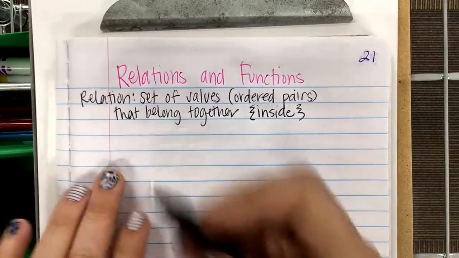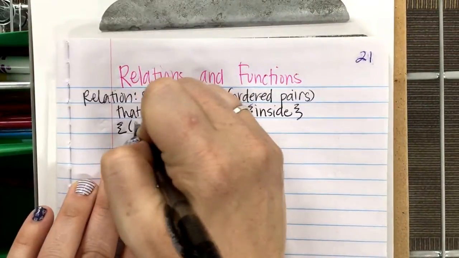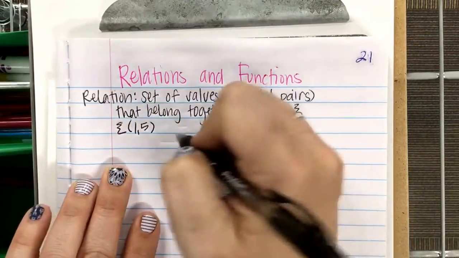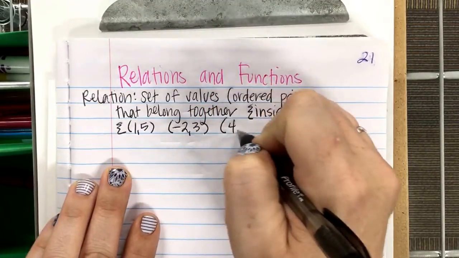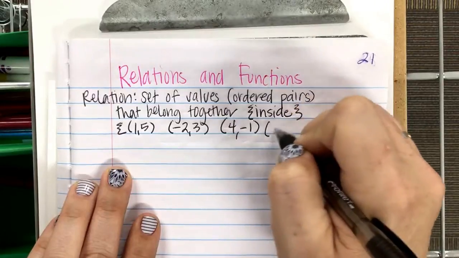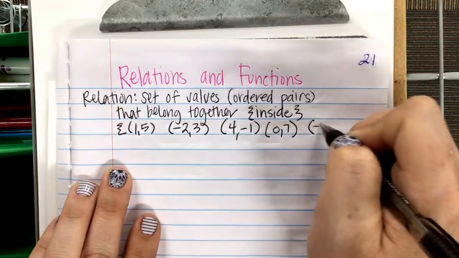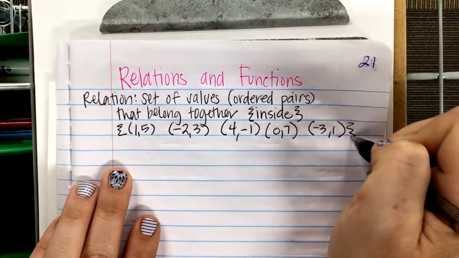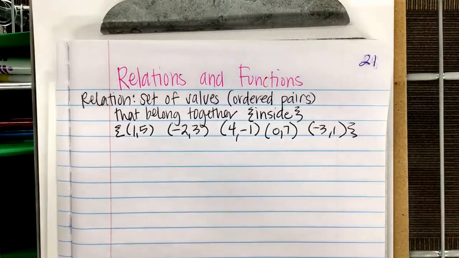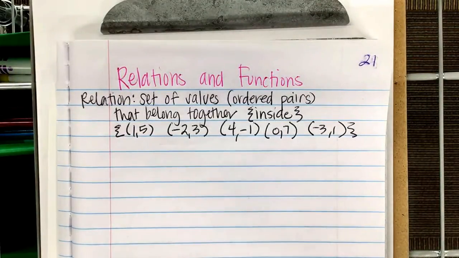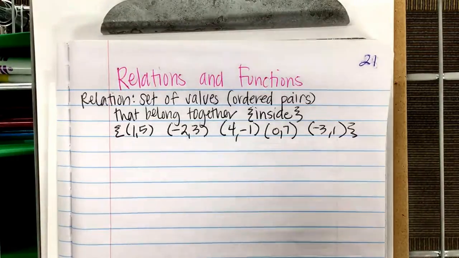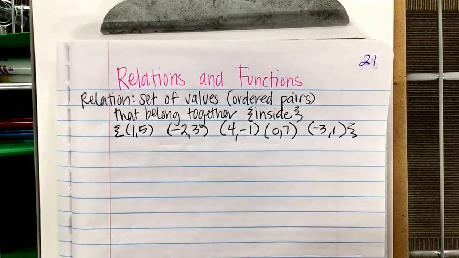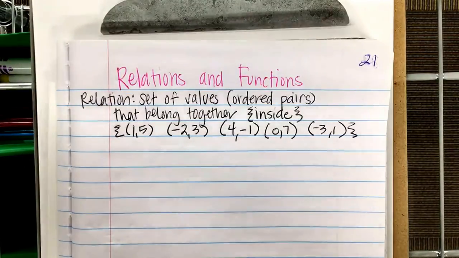So for example, (1, 5), (-2, 3), (4, -1), (0, 7), (-3, 1). That would be a relation. Those 5 ordered pairs belong together. They represent something together. So we don't have this background story of what they represent, but I do know that they belong on a graph together.